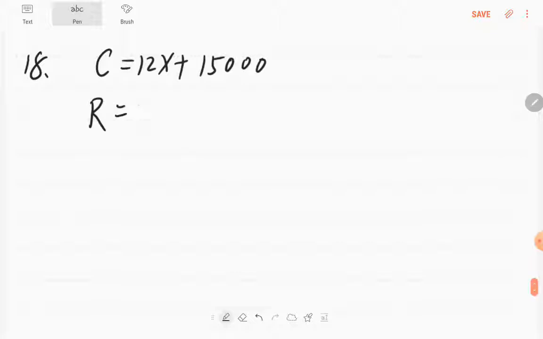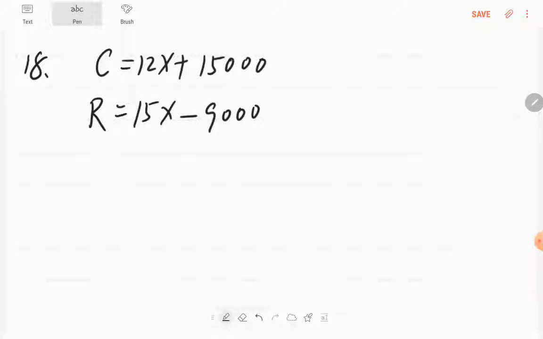Number 18. So we want to find the break-even point for the cost function, which is 12x plus 15,000, and the revenue is 15x minus 9,000. So what is the break-even point?